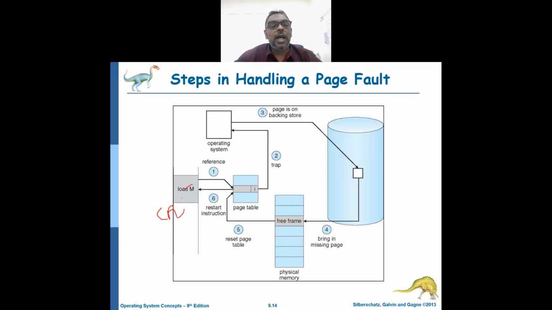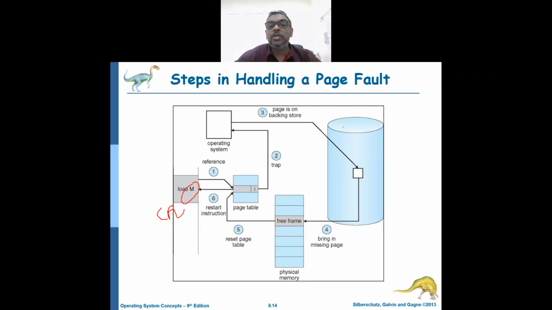The CPU wants to process a file called M, so it needs to load this program. Okay, so it will check by sending a logical address to the page table. There is no such file in it. It's invalid, so it creates a trap. It tells the OS that there is no such file.